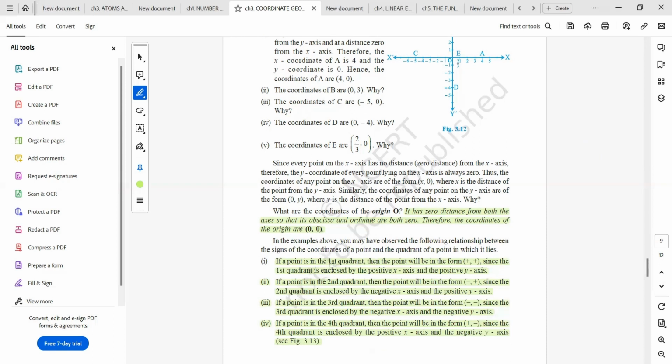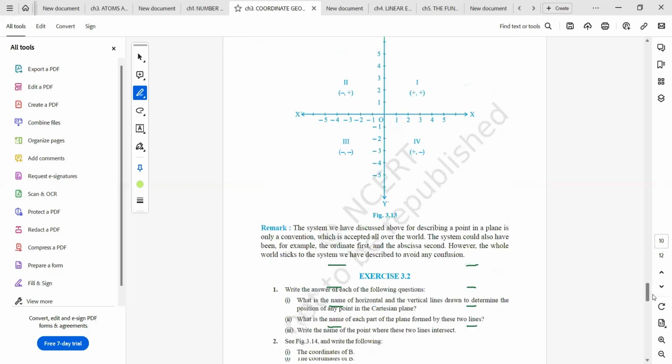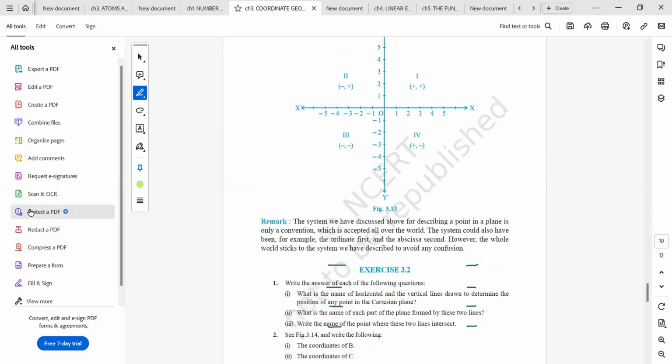Now it is given that for the first quadrant, we have both positive, plus plus. For the second quadrant, we have minus plus. For the third quadrant, we have minus minus. And for the fourth quadrant, we have plus and minus. So that is how we can define all the 4 quadrants in a 2-axis system. Okay, so then comes the exercise. Let us do this exercise.